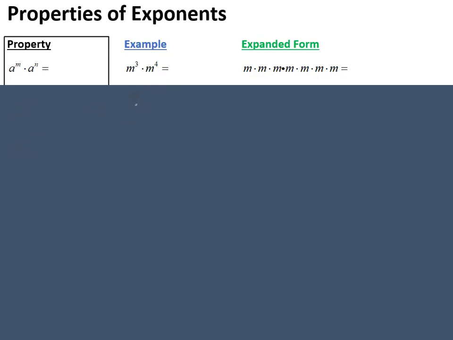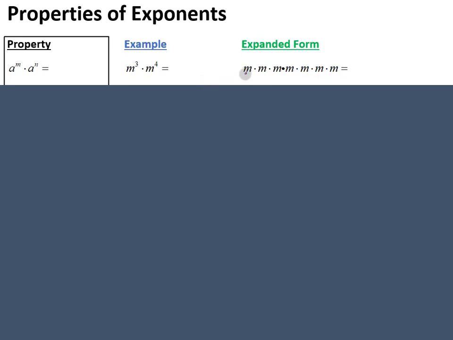Okay, so looking at our example, we have m to the third power times m to the fourth power. The property that we're looking at is if we're multiplying two things that have the same base. So the bases have to match here, for instance, our m and m. And remembering what these exponents mean, exponents are the way we write repeated multiplication.